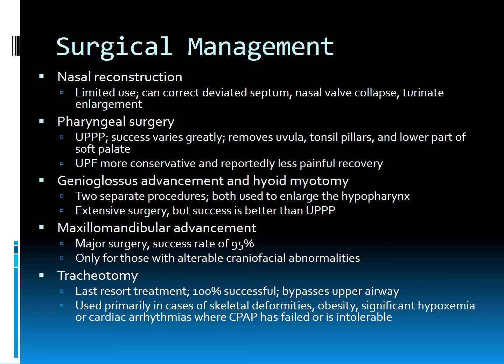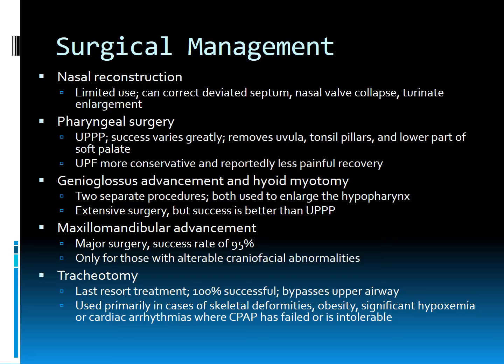Tracheotomy, this is a last resort treatment. However, it is 100% successful. Completely bypasses the upper airway. It's used primarily in cases of skeletal deformities, obesity, significant hypoxemia, or cardiac arrhythmias where CPAP has failed or is intolerable.